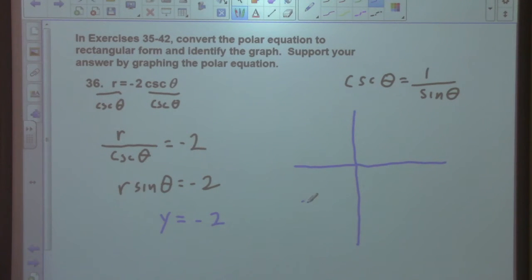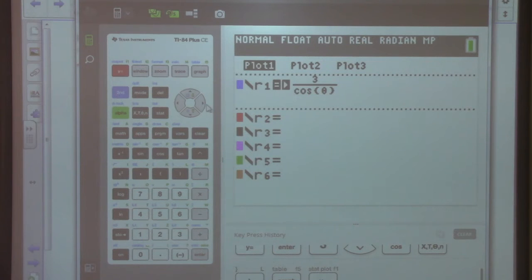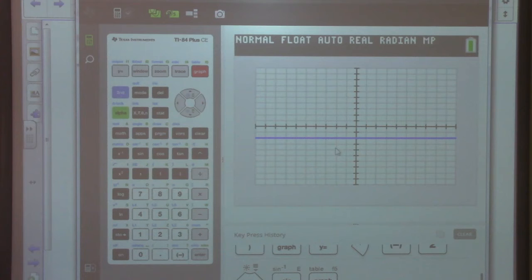So we should get a horizontal line down here, y equals -2, and we go to our calculator and put in -2 over sine theta. I'm going to put in -2 over sine theta. There we go, and just graph. Does that look right? Yeah, it looks right.